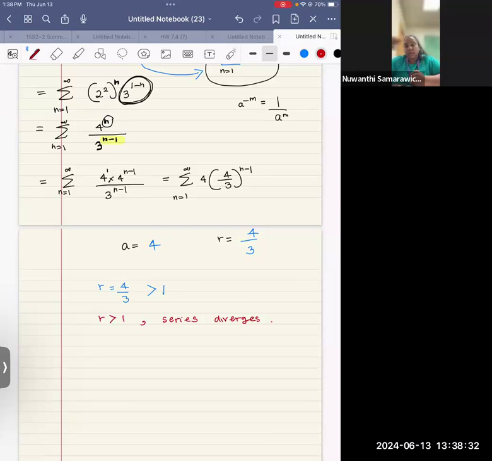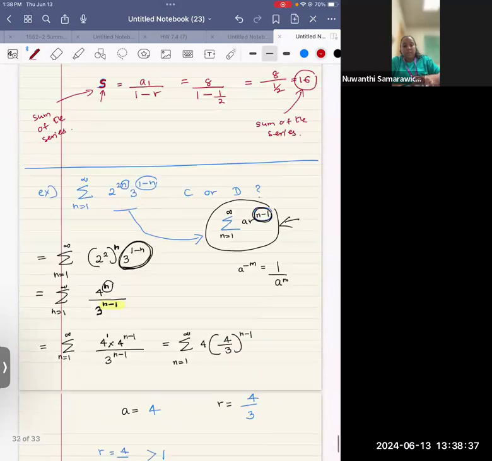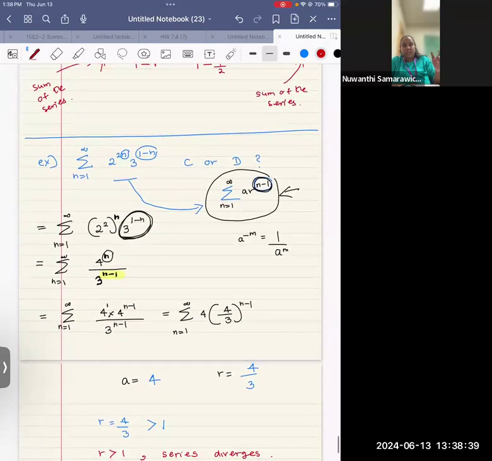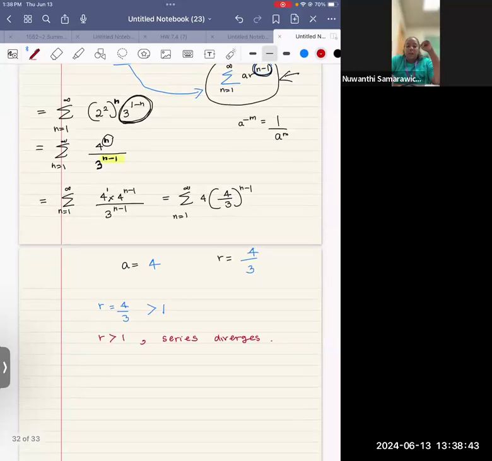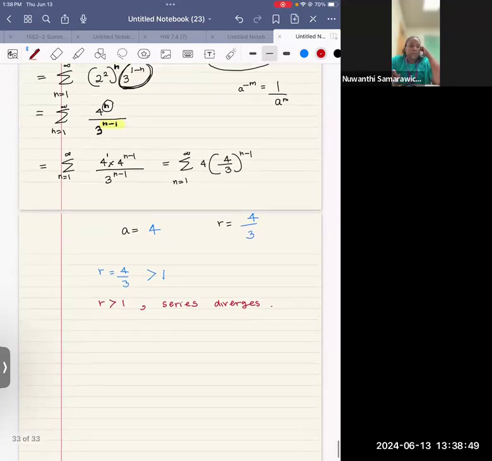That means it's just going to infinity. Whenever you have a common ratio greater than 1, it diverges. Okay, so this is one type of technique that we can use, geometric series, to find whether the series is convergent or divergent.